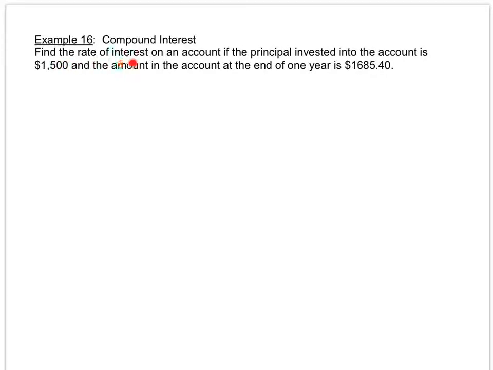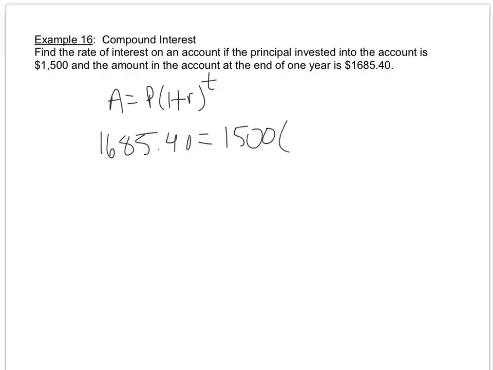All right, it says find the rate of interest of an account if the principal invested into an account is $1,500 and the amount in the account at the end of 1 year is $1,685.40. All right, so standard is amount equals the initial deposit, 1 plus the rate times the time. Well, they're saying 1 year. So we had $1,685.40 with the initial $1,500 investment, 1 plus R to the first. So divide by 1,500.